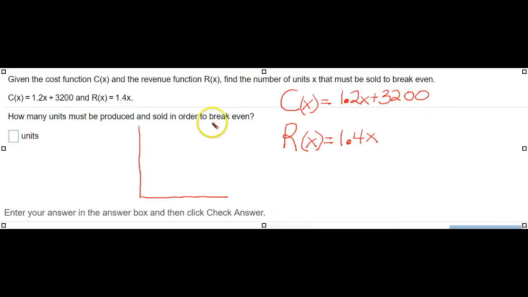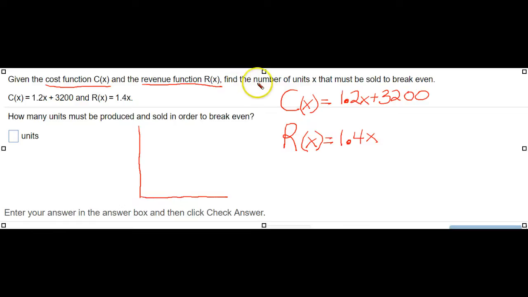In this video, I'm going to give you some background on what a cost function is. The C stands for cost, and this is function notation, and the revenue function, where R is the revenue. If you're not familiar with these words, revenue is money that you take in as you sell something, and cost is money that it costs you to produce something.